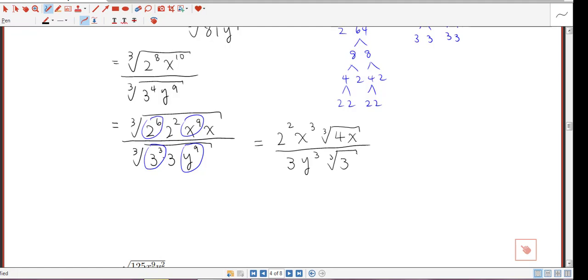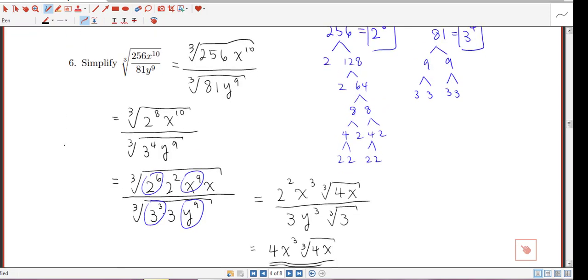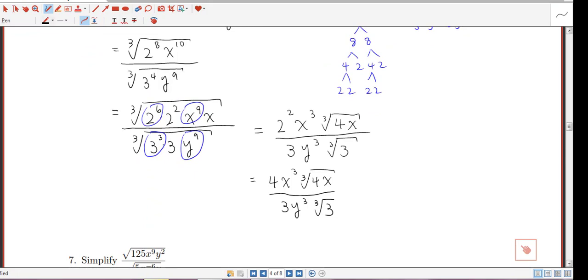All right, so now let's simplify this a little bit more. So this is going to equal what? 2 squared is 4, x to the 3rd, cube root of 4x, over 3y to the 3rd times cube root of 3. I believe that is the answer. If I made a mistake somewhere, please let me know.